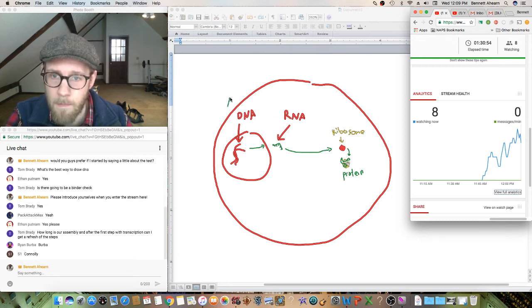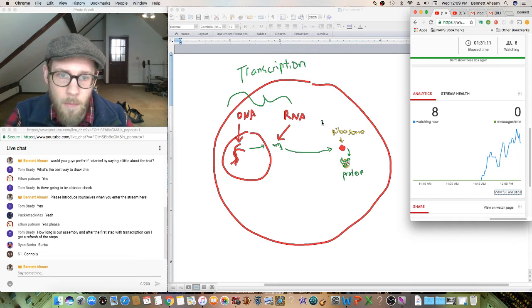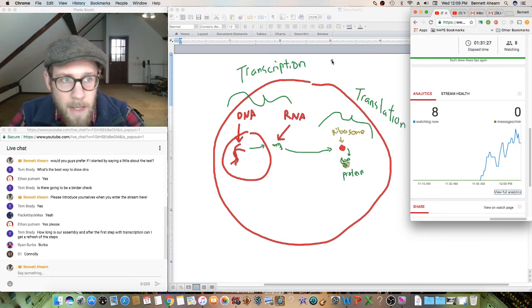This step is transcription. Woo. It's all over the place. Transcription. And this step right here is translation. All right. Make sense? What else?